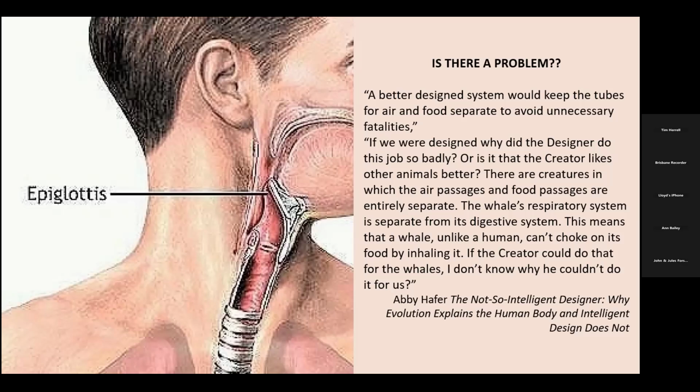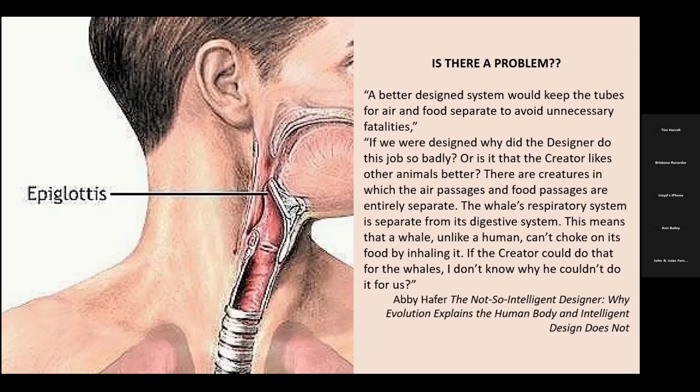These are creatures in which the air passages and food passages are entirely separate. The whale's respiratory system is separate from the digestive system. We know that it's got a blowhole on the top. This means that the whale, unlike humans, can't choke on its food by inhaling it. If the creator could do that for the whales, I don't know why he couldn't do that for us.